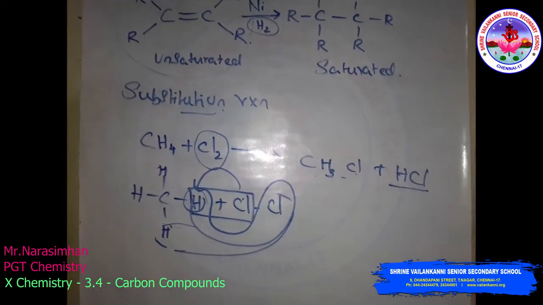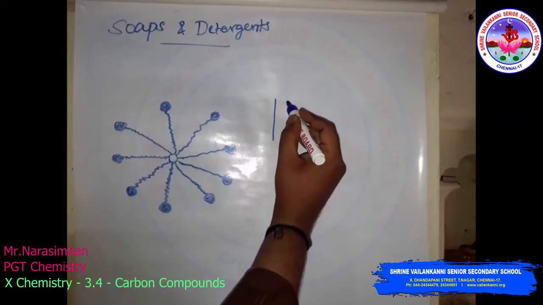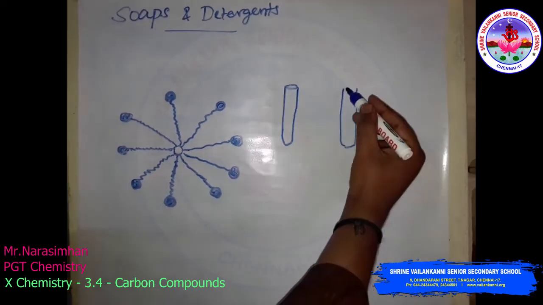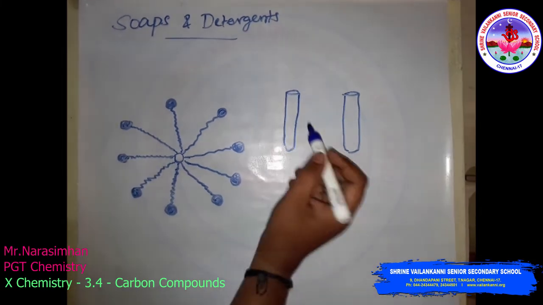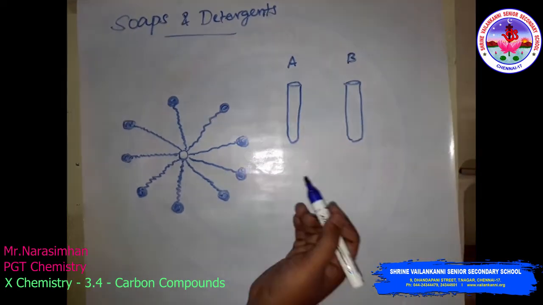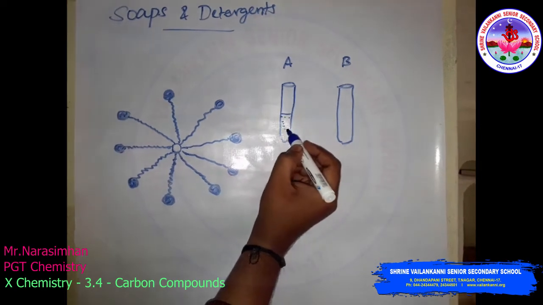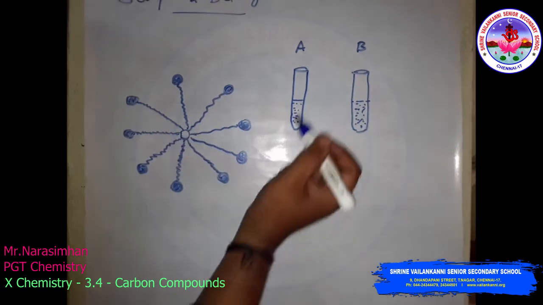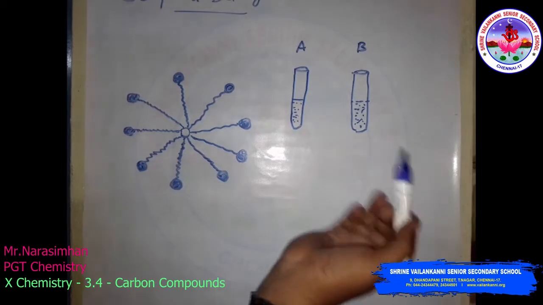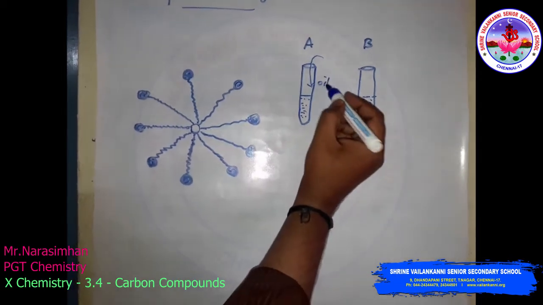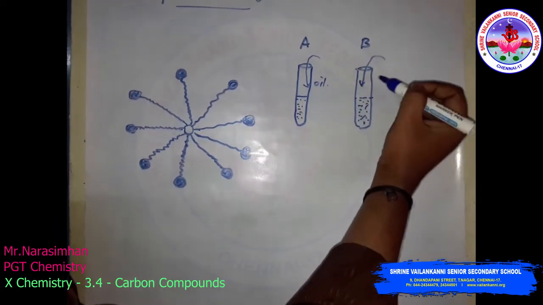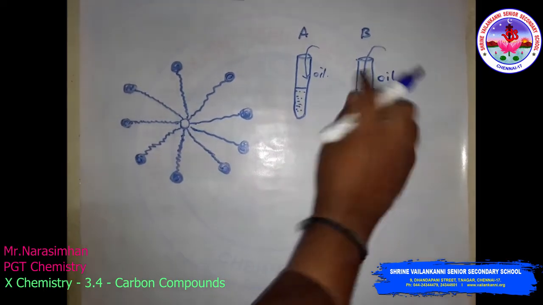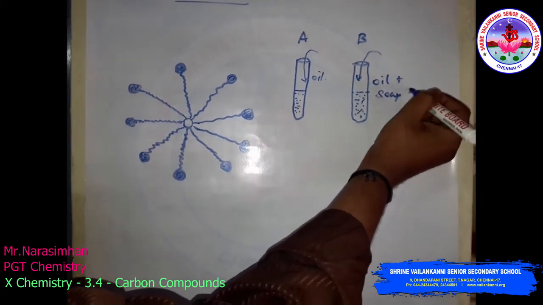Next is soap and detergents. Take two test tubes. Suppose take two test tubes, add 10 ml of water or 5 ml of water, whatever it is. Just take test tube A and test tube B. Label them test tube A and test tube B. Suppose 10 ml of water in both test tubes, and add some oils, that is vegetable oils. You can add it in test tube A or B, whatever it is. Just add drops of oil to both test tubes, and here in test tube B, add some soap solution also.